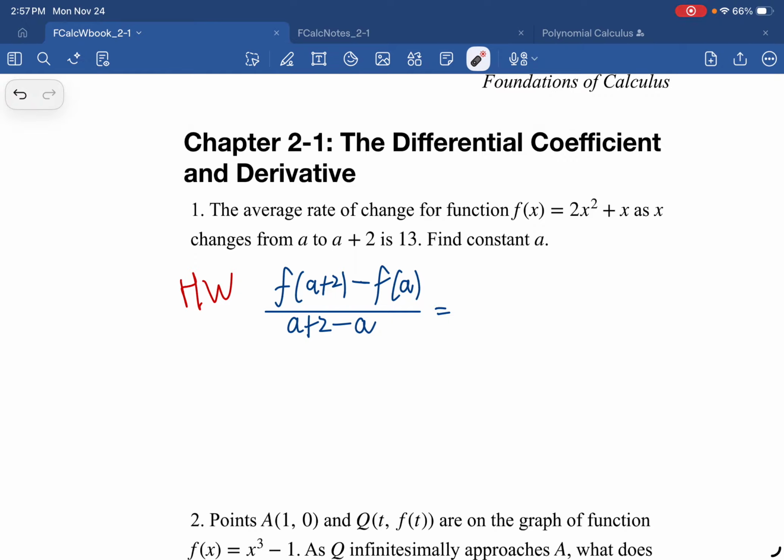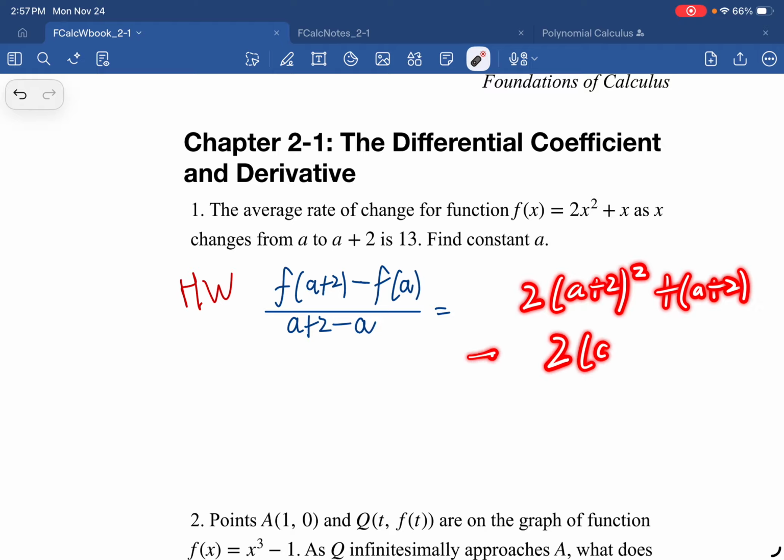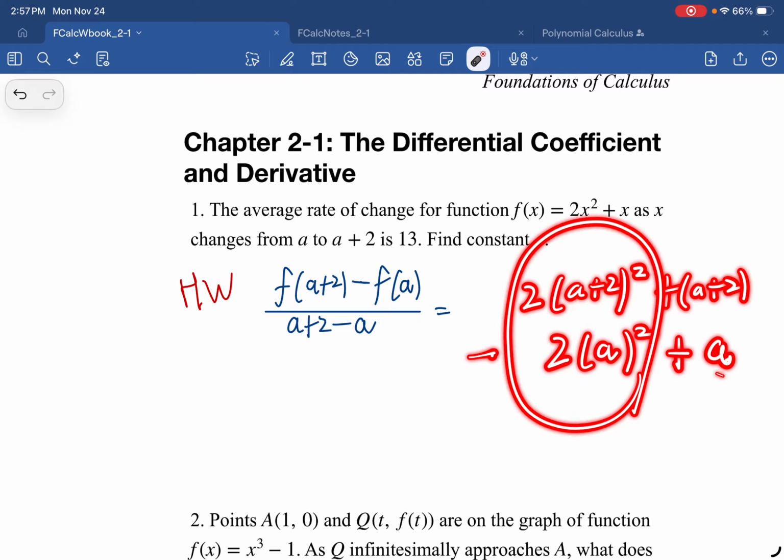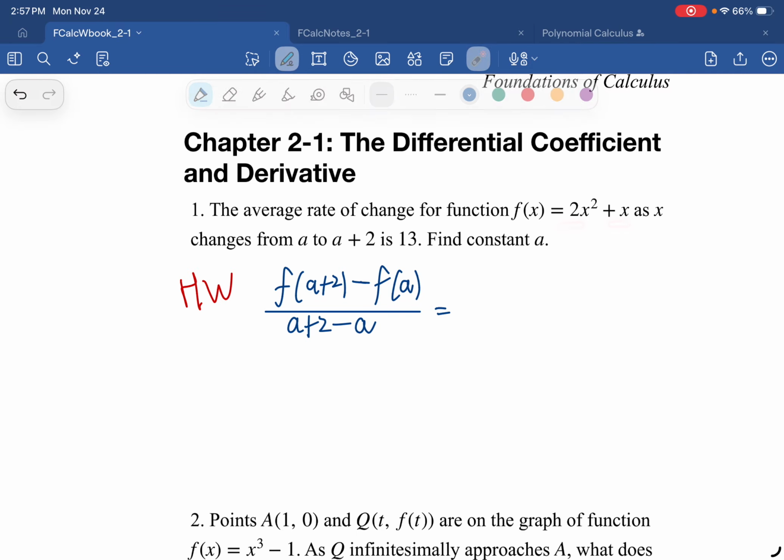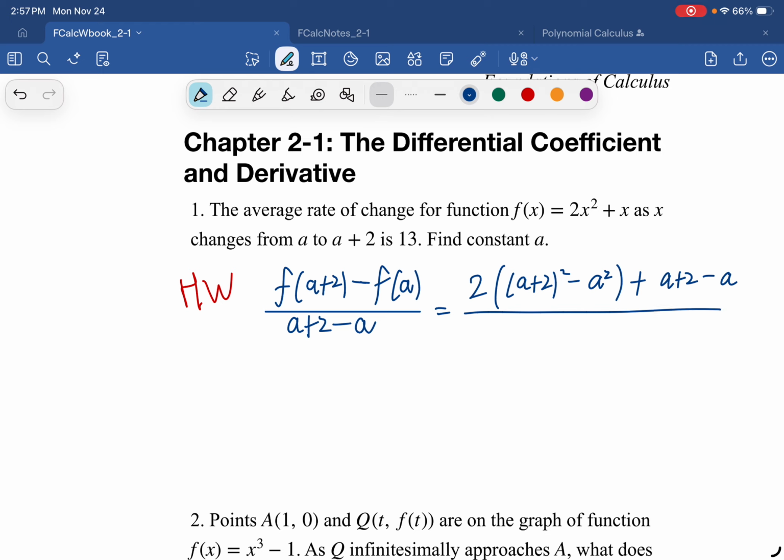So what we're really doing here is 2 times (a plus 2) squared plus a plus 2, subtract 2a squared plus a. What I like to do is group it by these terms, so I want to group it by 2x squared and x squared. So I'm going to do 2 times (a plus 2) squared minus a squared, and then plus a plus 2 minus a. That helps to simplify the expression and avoid errors.